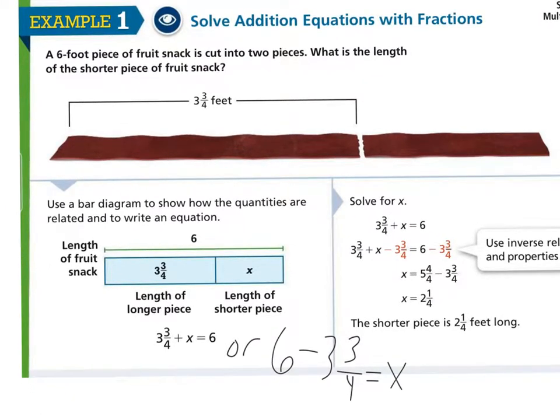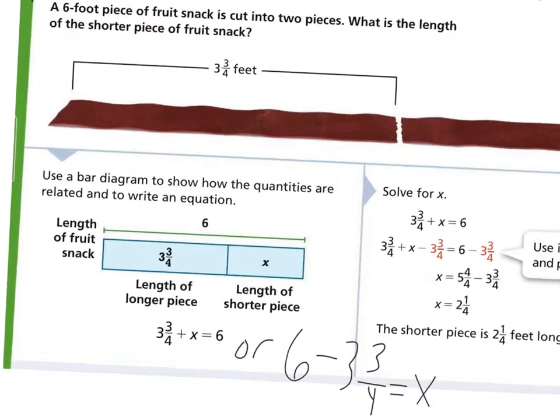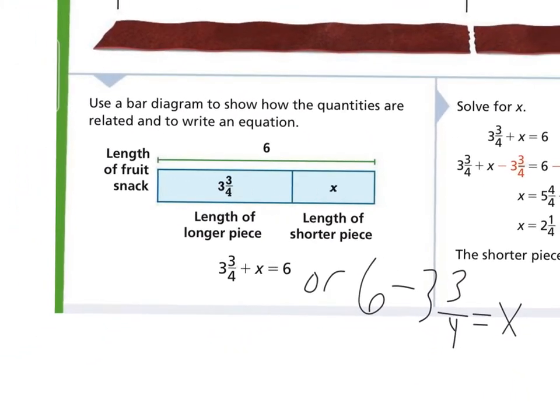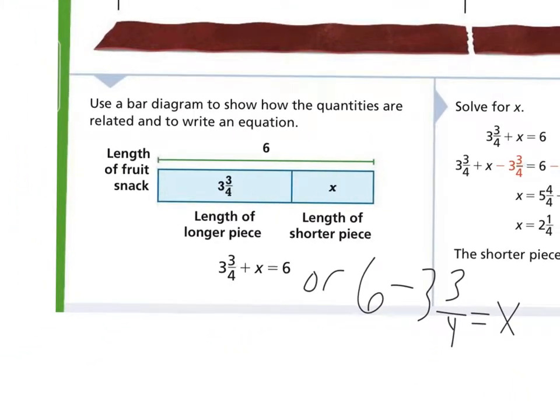So a couple ways we could do this. One way, what they did, they drew a bar diagram. So they said, well, it's 6 feet altogether. The longer piece is 3 3/4 feet, and we're trying to find what that shorter piece is. So they said 3 3/4 plus x equals 6. That would be one way we could set up an equation for this.